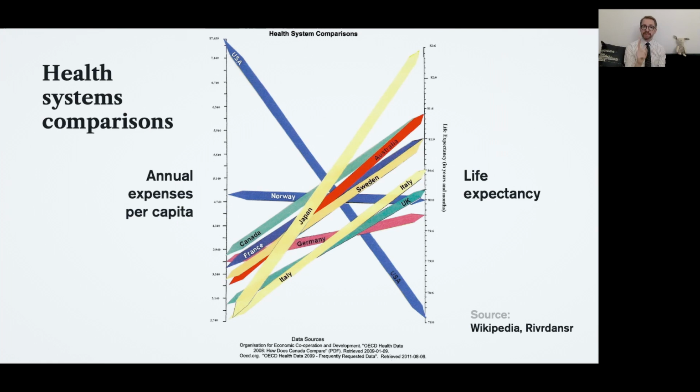But one thing that is very important to keep in mind is that each individual slope is meaningless. Japan did not increase from $2,700 to 80 years of life expectancy. The only thing that you can read is the general trends in the data in the middle. So that covers the slope graphs, and I hope you'll have fun with them.